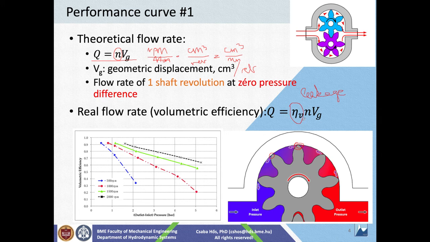Now this backflow is a leakage, and the higher the pressure difference is, the higher the leakage is. This volumetric efficiency is simply the ratio of the true flow rate and the theoretical flow rate. The higher the pressure difference, the higher the leakage, so the lower the volumetric efficiency will be. So this is our equation for the flow rate: volumetric efficiency times revolution number times geometric displacement. Again, this geometric displacement is simply the size of the machine.